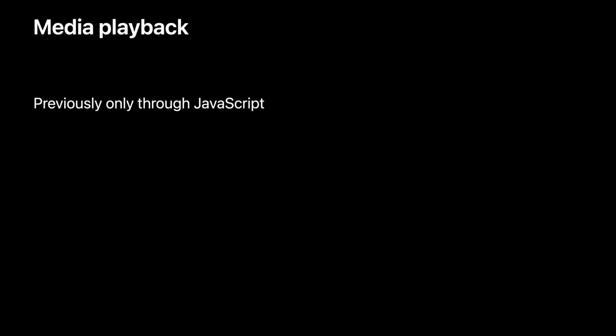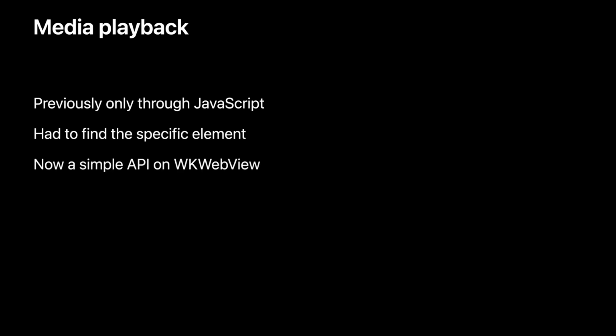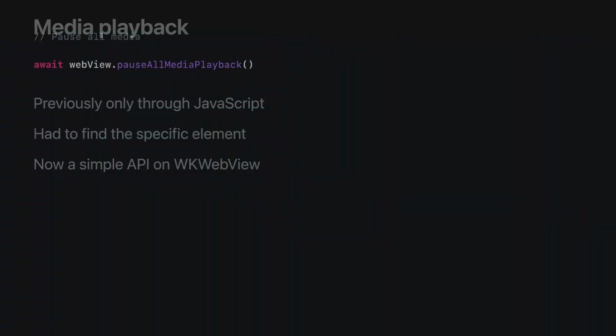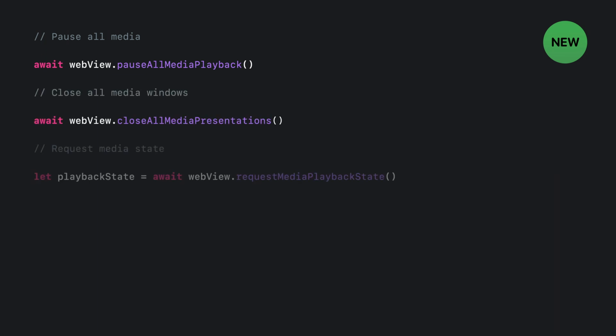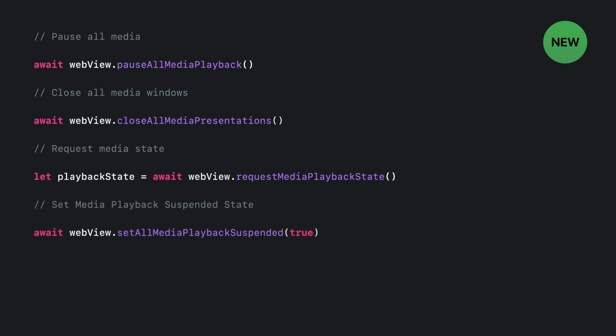Previously, if you wanted to pause or suspend media that was playing in your web view, you'd need to inject JavaScript. You'd also need to find the specific element in the DOM to be able to control it. But now, we have a simple API that makes it easy to control the state of media in your web view. You can now easily pause all media, close all media windows, get the state of media on the page, or set media suspended, which will pause media and disable user controls until set all media playback suspended is set to false.